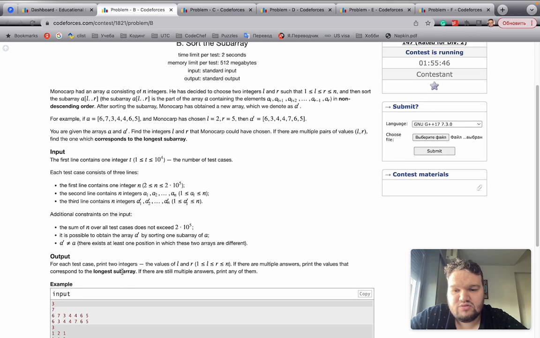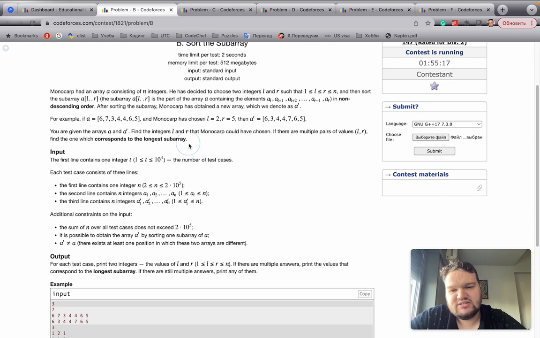We need to find the longest such subarray that if we sort that subarray in the first array, we will get the second one. And it is guaranteed that the answer exists. So we don't have to check that the multiset of numbers is the same.